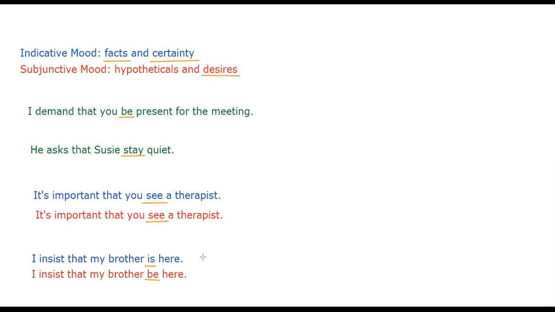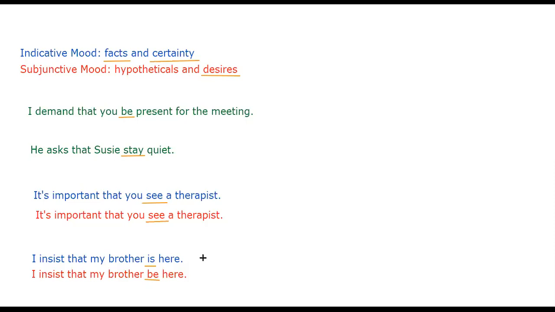Wait, wait, wait. In the first one, the indicative mood, what did you say about the indicative mood? Like, I insist that my brother is here, it means that is. Oh, well, the first one is basically you believe it to be true. It's basically a fact to you. I insist that my brother is here. I know that my brother is here. That's basically what it's saying.